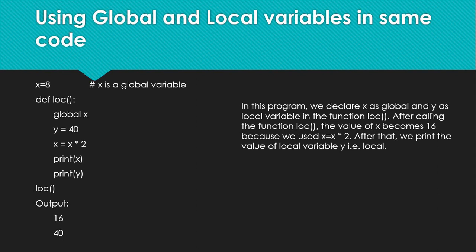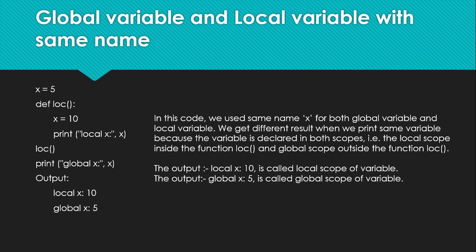In the next slide, we are going to see how to use local and global variables with the same name. In the previous slide, we saw how we are using local and global variables in the same code. Now we are going to see local and global variables with the same name. Now look at that program here. x is equal to 5 and the function name is loc.